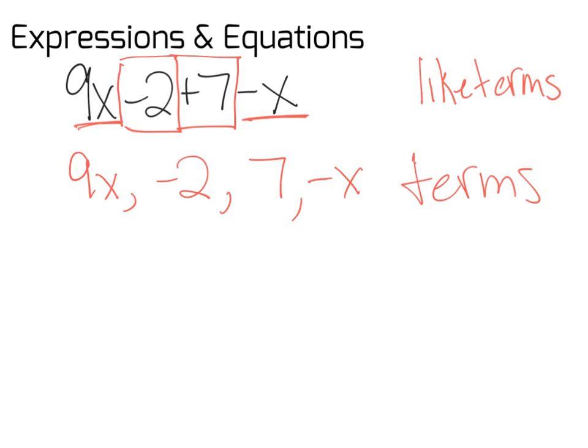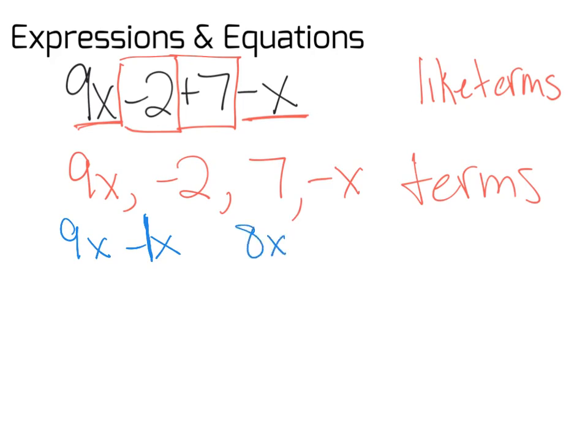So now let's talk about simplifying them. To simplify your expression, you look at your like terms and combine them. So let's look at 9x minus x. I know that if there's just a variable, there's really a 1 in front of it. That's some of that invisible math that we talk about. So 9 minus 1 is 8x.